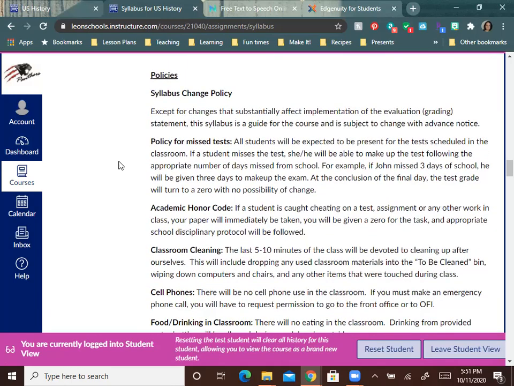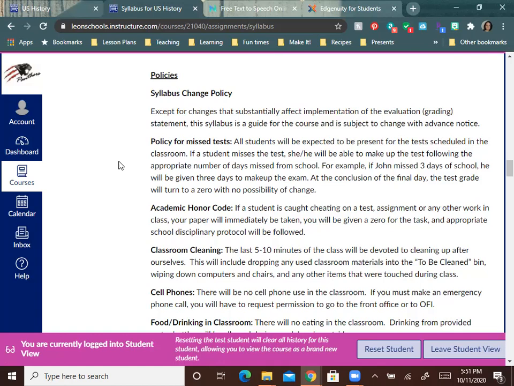Syllabus change policy. This year's thrown us all for a loop, so at some point the syllabus might change because of something going on in the school, in the district, we don't know. So that's just letting you know that something might change for this class.